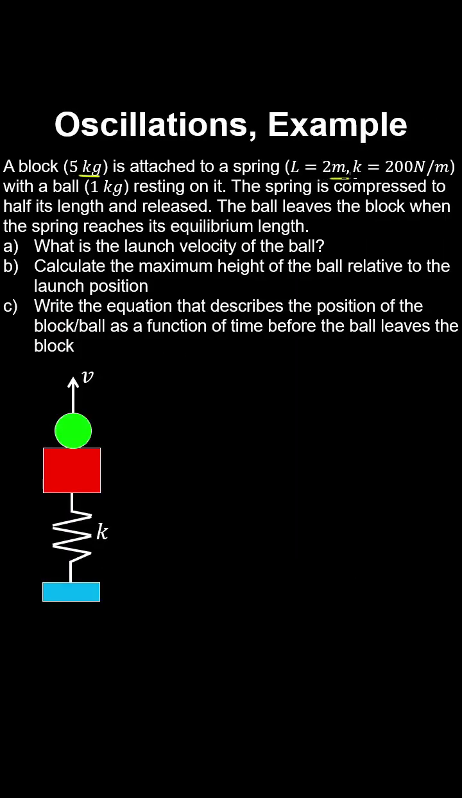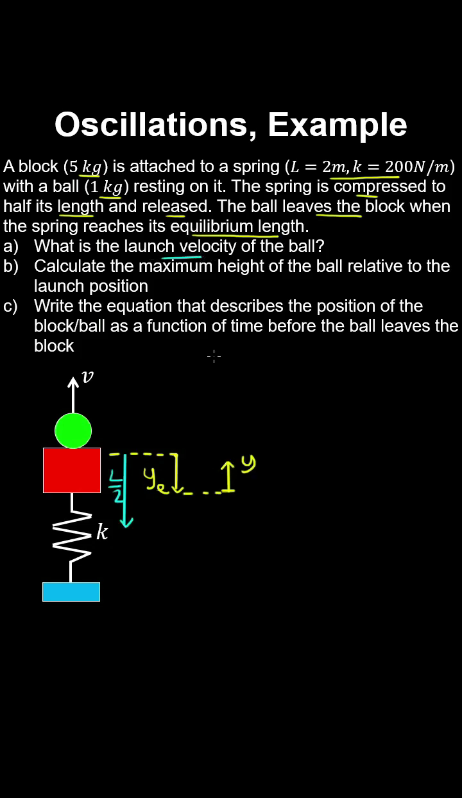A block is attached to a spring with a ball resting on it, and the spring is compressed to half its length and released, and the ball leaves the block when the spring reaches its equilibrium length. So treating the ball and block as a particle, if we initially leave the spring to settle under the influence of gravity, and we measure the oscillation from this position.